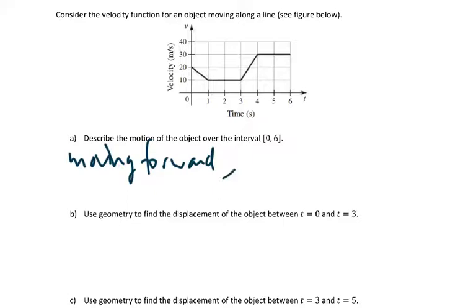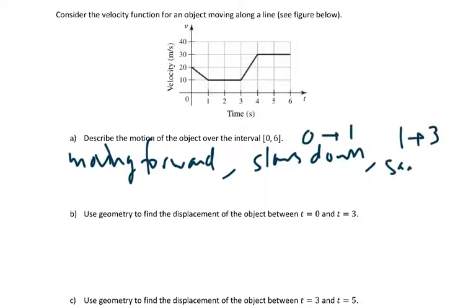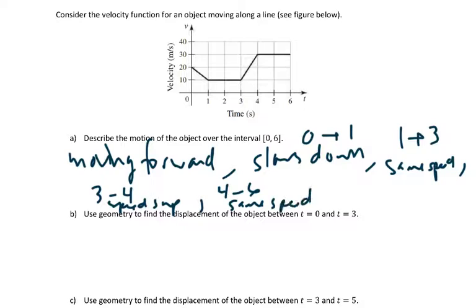And what happens is from 0 to 1 he slows down because the velocity goes down. And then from 1 to 3 he's traveling at the same speed, and that speed is like 10 meters per second. And then from 3 to 4 he speeds back up. And then from 4 to 6 he travels at another speed, a constant speed though, of 30 meters per second.